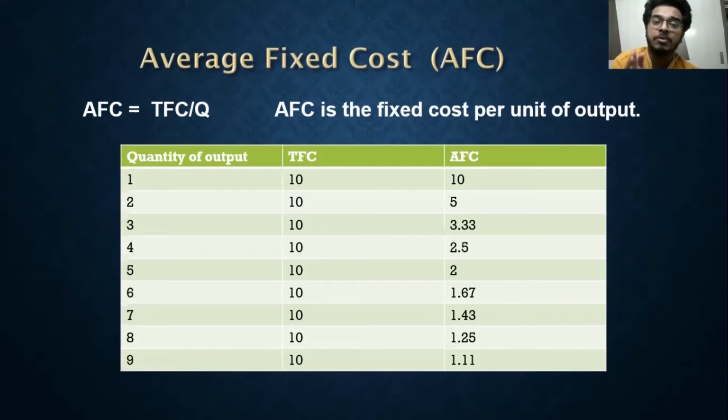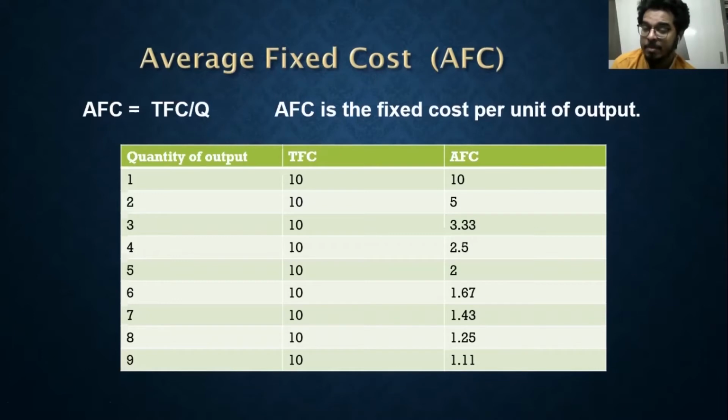and that is why, as the quantity of output produced changes, the total fixed cost does not change, but the average fixed cost changes. How? For one unit, my total fixed cost is 10. AFC equals TFC by Q, that is total fixed cost divided by the quantity of output. Hence my average fixed cost is 10 divided by 1, which is 10. It continuously decreases: when I have 5 units of output, AFC is again 10 divided by 5, which is 2. For 9 units, it is 10 divided by 9, 1.11.